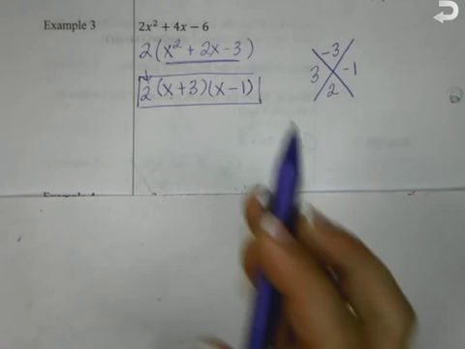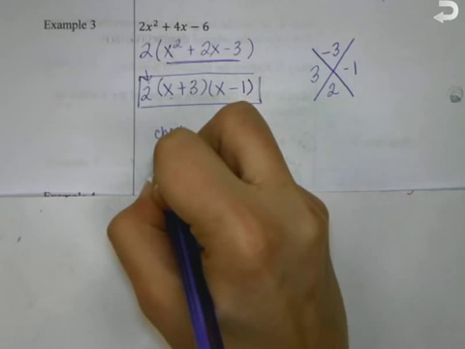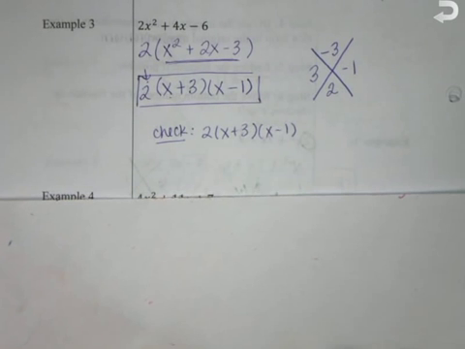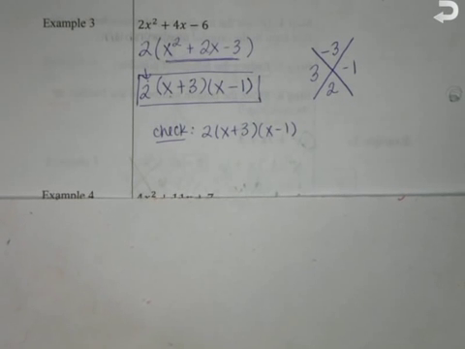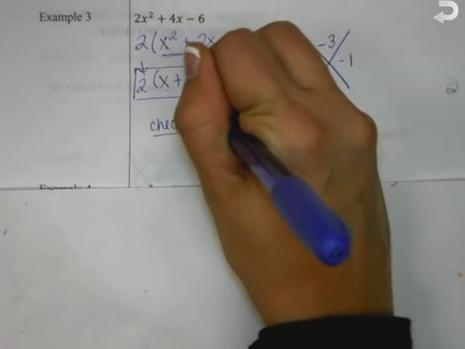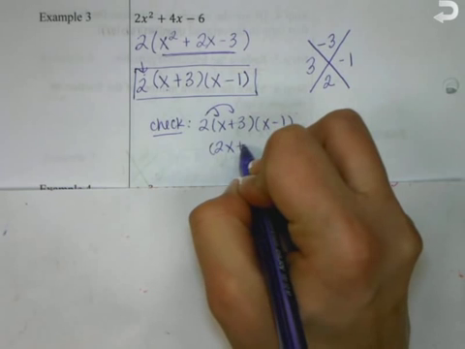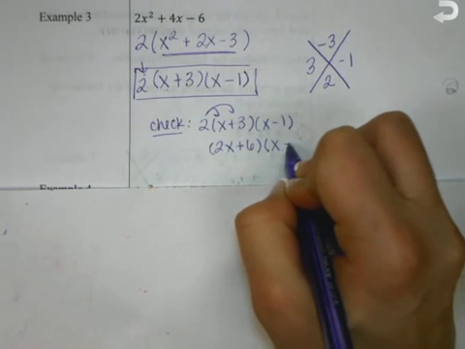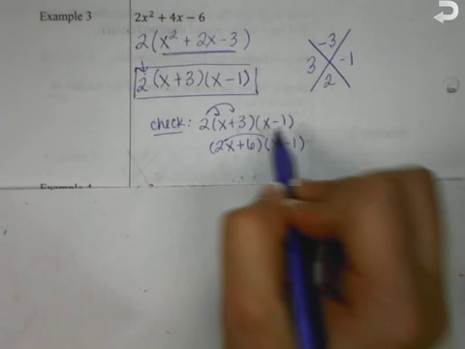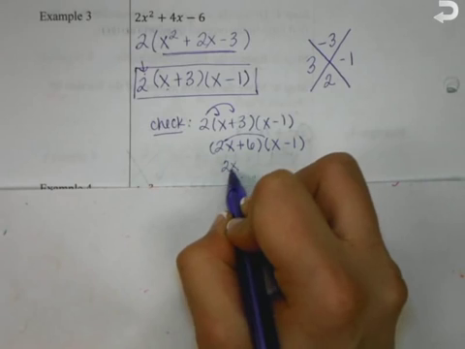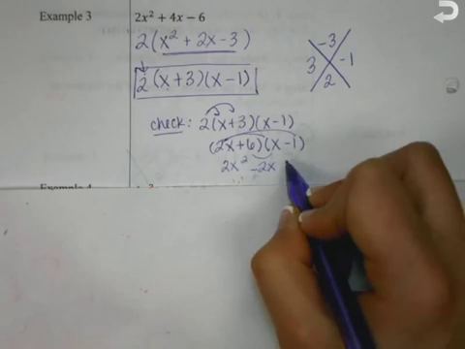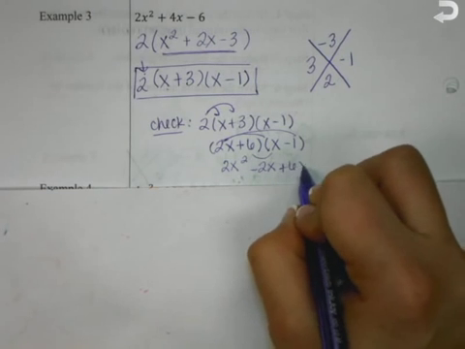So we have 2 times x plus 3 times x minus 1. What would I do first in my check here? Yeah, we would distribute the 2. So that's going to give me 2x plus 6 times x minus 1. And then is FOIL or box. So 2x times x is 2x squared. 2x times negative 1 is minus 2x. 6 times x is plus 6x. And 6 times negative 1, minus 6.